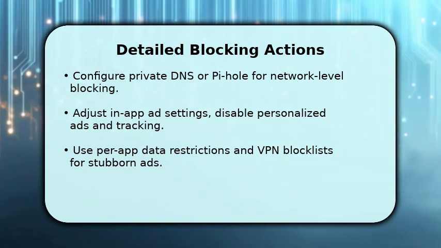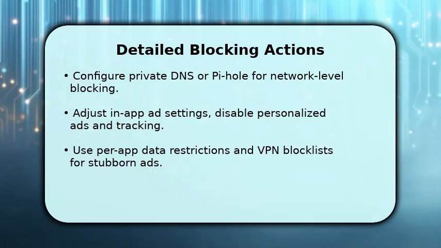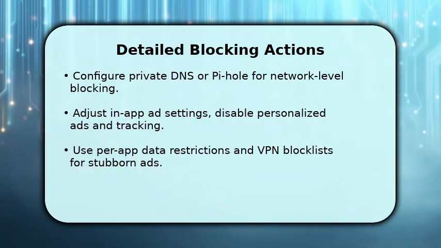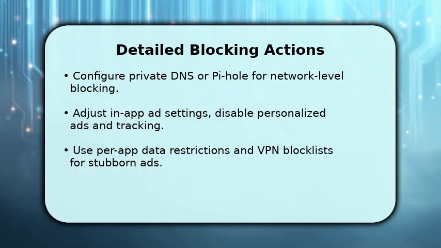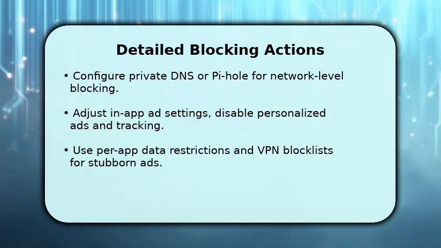Set private DNS to a blocker or route through Pi-hole. This stops many ad domains before they load. Then, open each app and disable personalized ads, background data, and permissions that feed advertisers. Do this one app at a time so you don't break needed features.